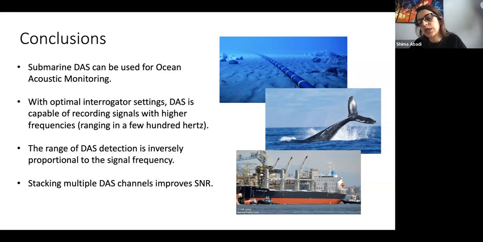And you know that signal to noise ratio will be lower as we go to lower gauge length. But a combination of small gauge length and stacking, can it improve the signal to noise ratio? And then the detection range on DAS decreases with frequency, because if we go to higher frequencies, the gauge length response will be, the amplitude will be lower. And then the other thing I showed is that with the stacking, we can improve the signal to noise ratio. And that's the beauty of DAS.